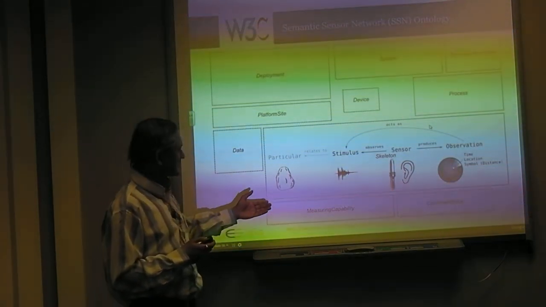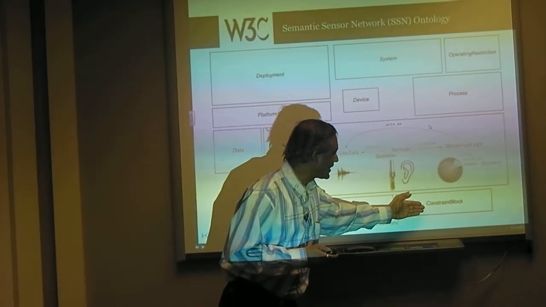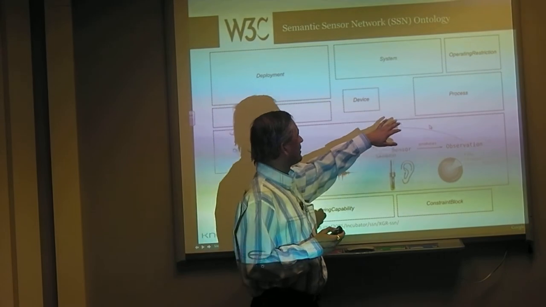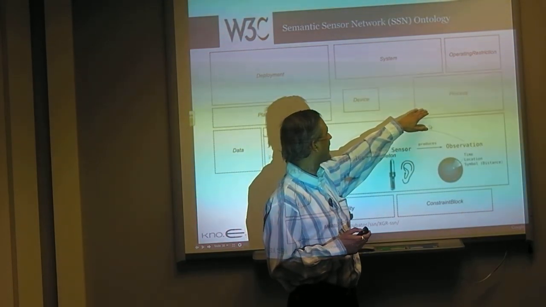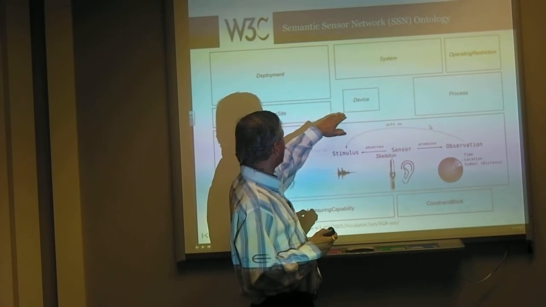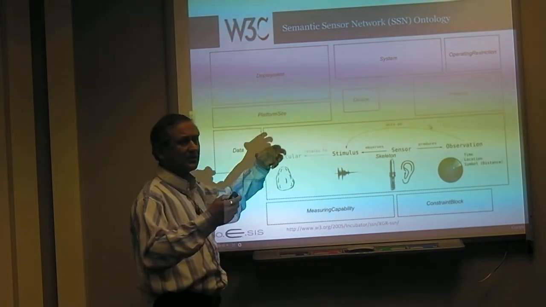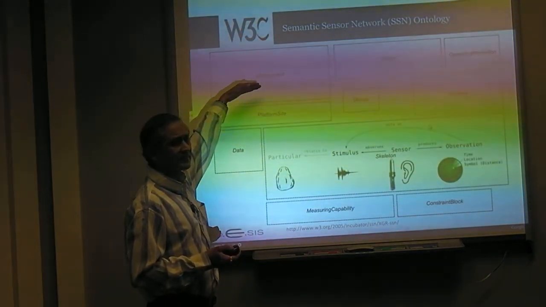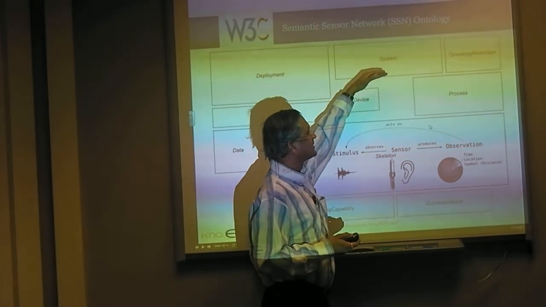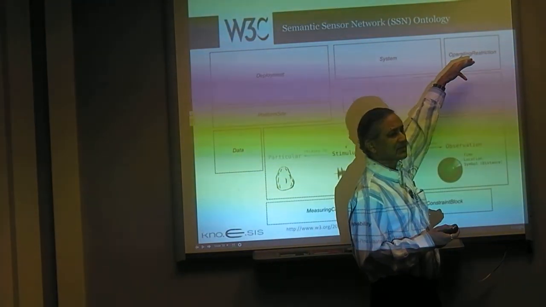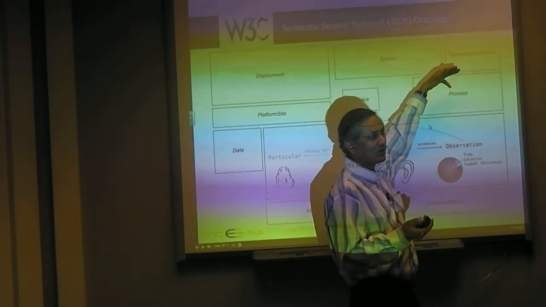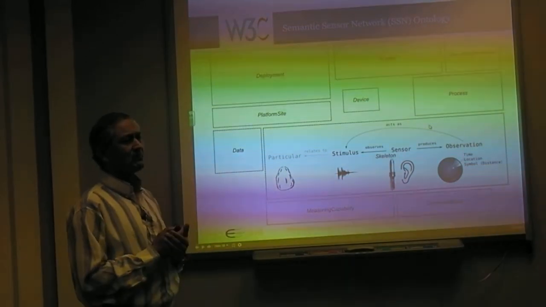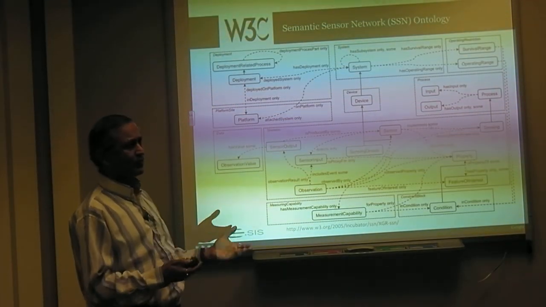There are other things you have to be representing, say measuring capability, constraints that may be imposed on the use of sensors, the process that sensors utilize and are part of, the device descriptions, physical device description. Sensors are often part of platforms, and they are deployed somewhere, and they are part of bigger systems. Say the sensors can be deployed in a certain area or not, otherwise they will work or not work, or work well. So all these variety of things have to be modeled.